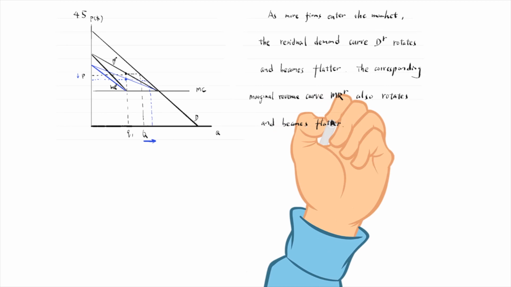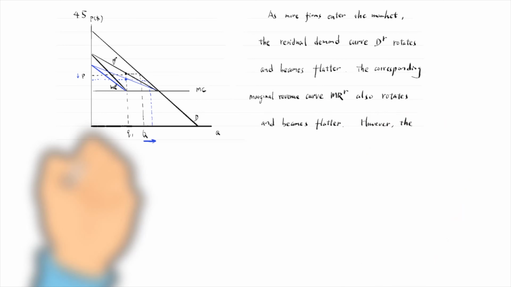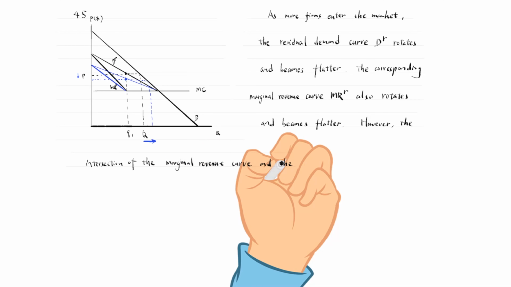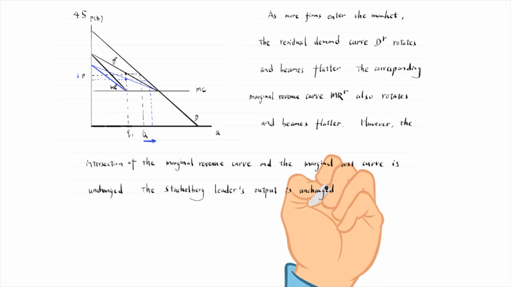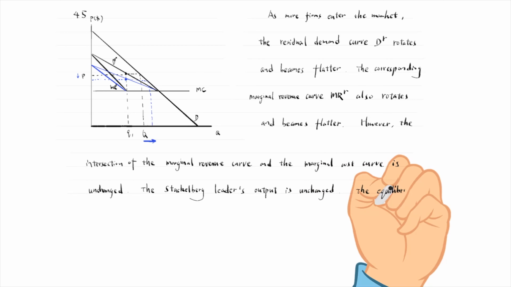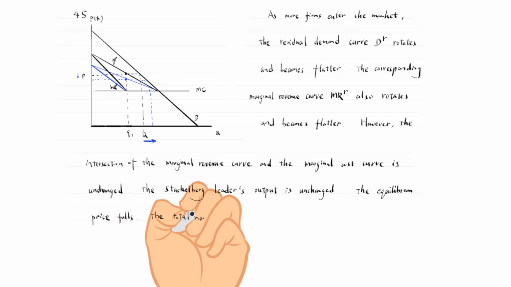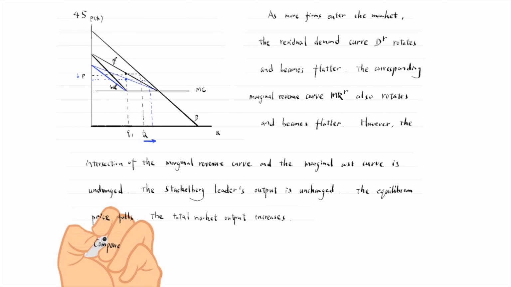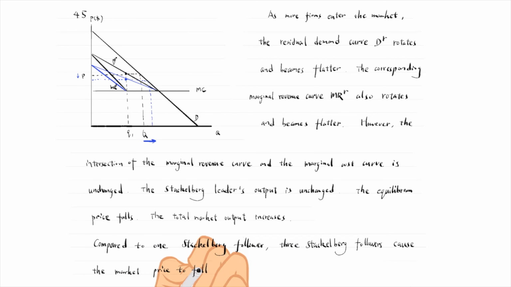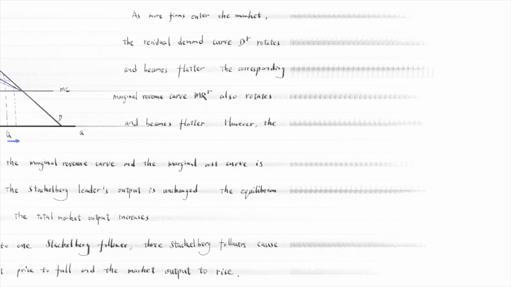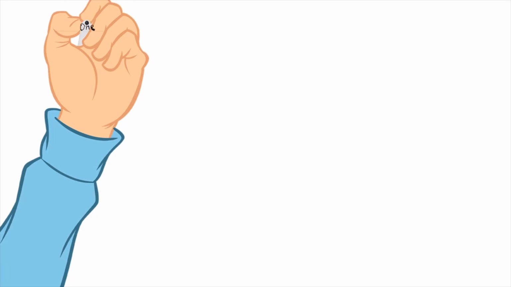Although the curves rotate, the intersection of the marginal revenue and marginal cost curves is unchanged. The Stackelberg leader's output is unchanged as a result. The equilibrium price falls. The total market output increases. Compared to 1 Stackelberg follower, 3 Stackelberg followers cause the market equilibrium price to fall and the market output to rise, although the Stackelberg leader's output is unchanged. Next, we'll use math to prove it.